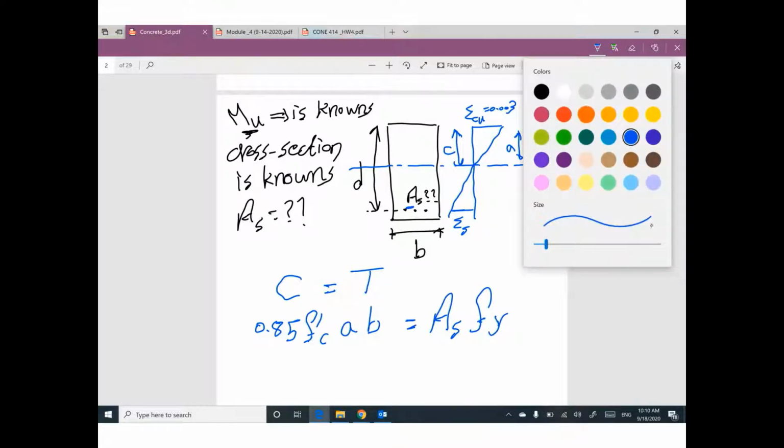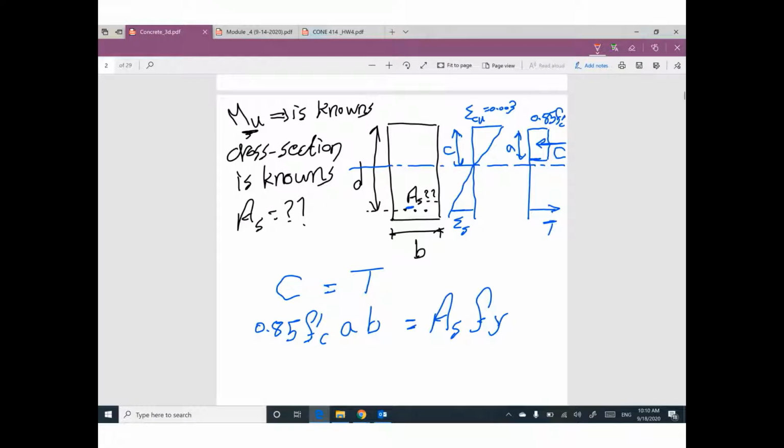Unfortunately, in this equation, we have two unknowns. Area steel is unknown. A, the depth of this stress block, is unknown. This is the first equation. Everything else is known. We have two unknowns. Anybody has any question until this moment?